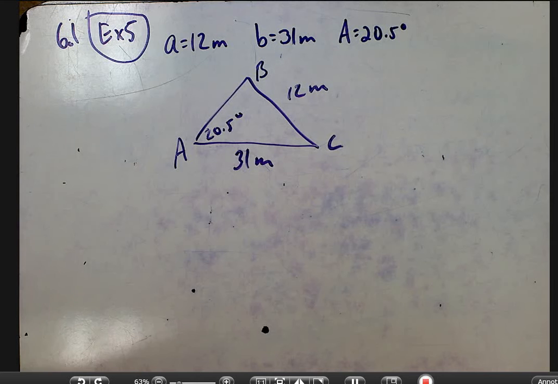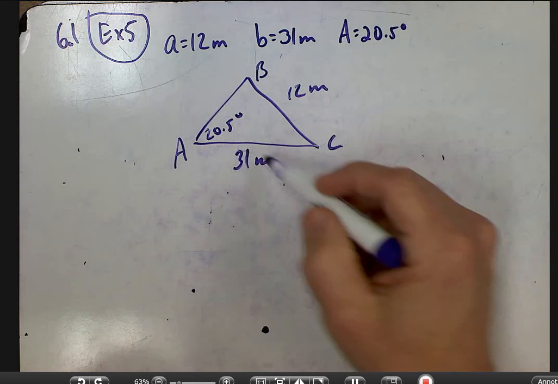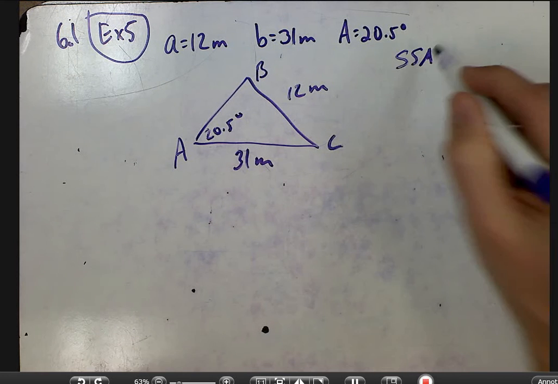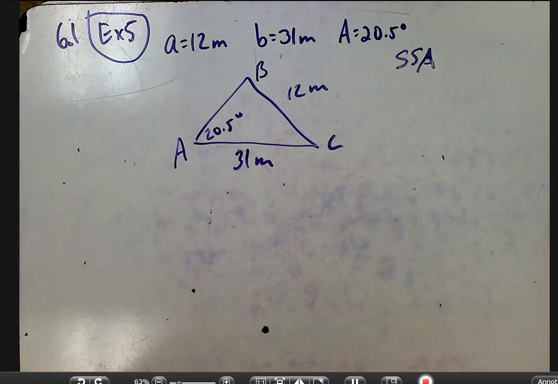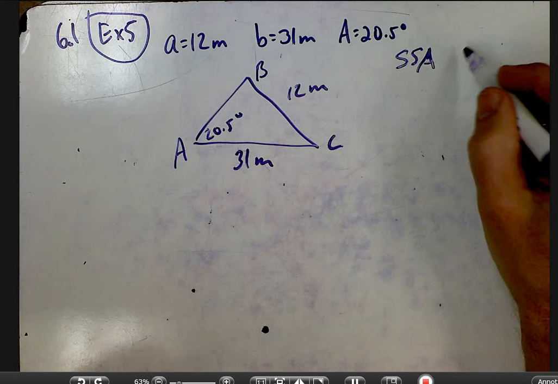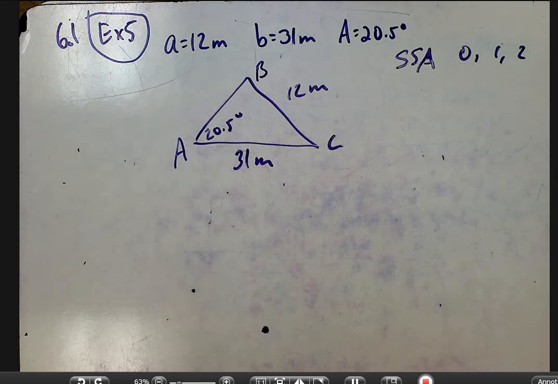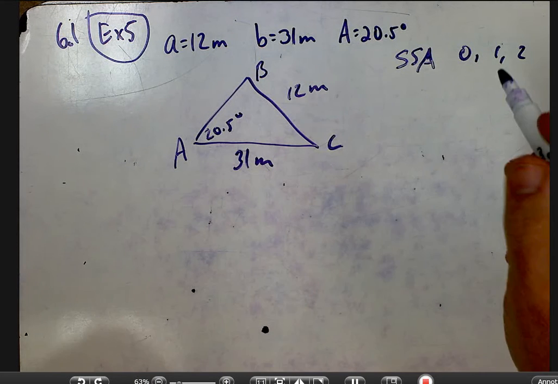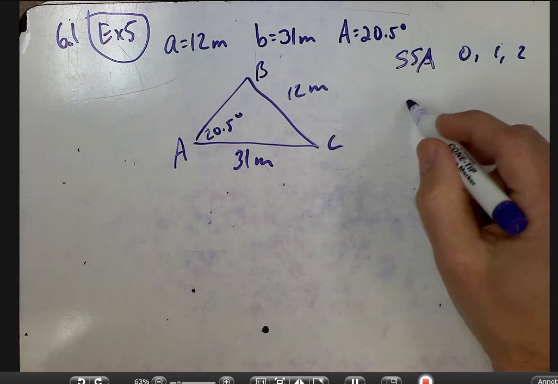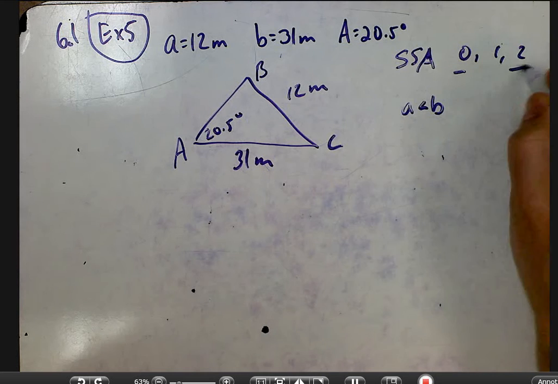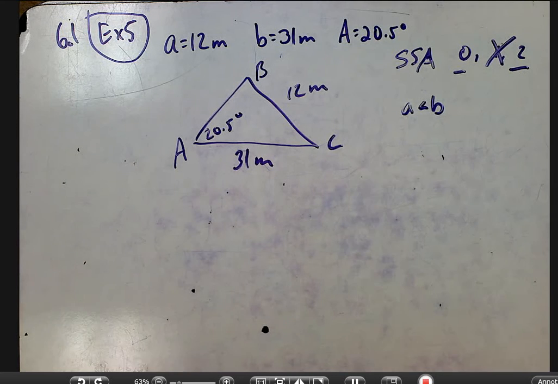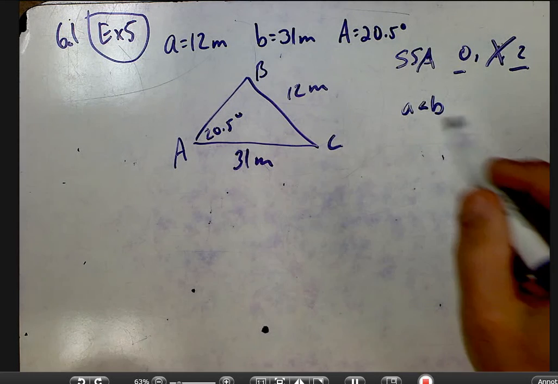Upon inspection, it appears I have side, side, non-included angle, so that's SSA. And since it's SSA, I know there's typically going to be 0, 1, or 2 solutions. Therefore, the first thing I have to do is compare A to B. And since side A is less than B, that means it's either 0 or 2 solutions, so cross out the possibility of 1.